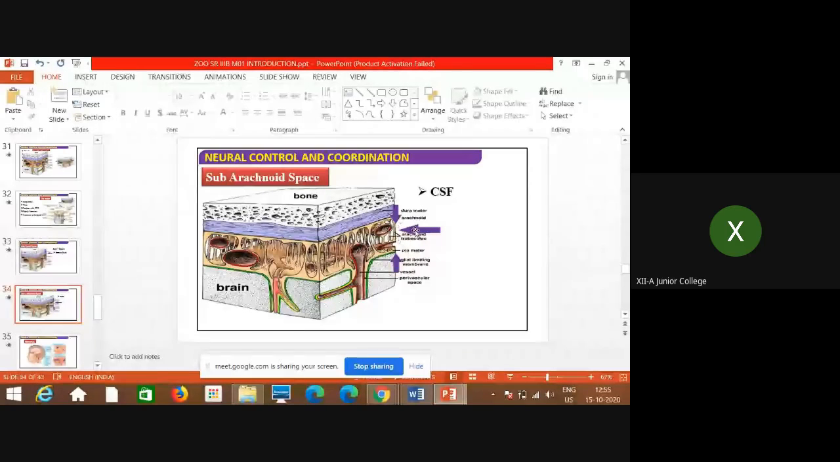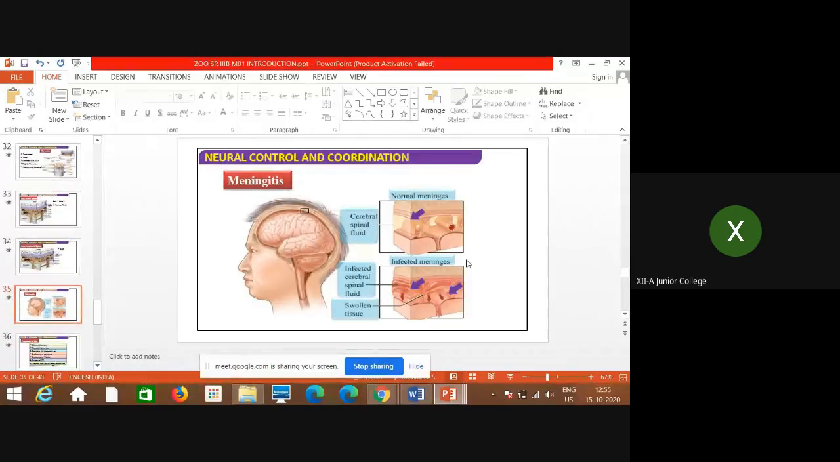In this region again it is shown: this is the dura mater, this is arachnoid matter, and this is pia mater. Whatever fluid is present filling the space between these layers is called CSF, that means cerebrospinal fluid. Here again it is very clearly shown. This is the region where cerebrospinal fluid is present.